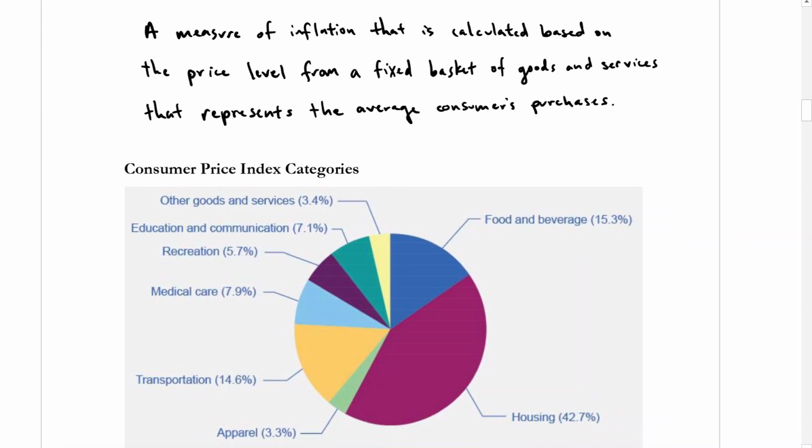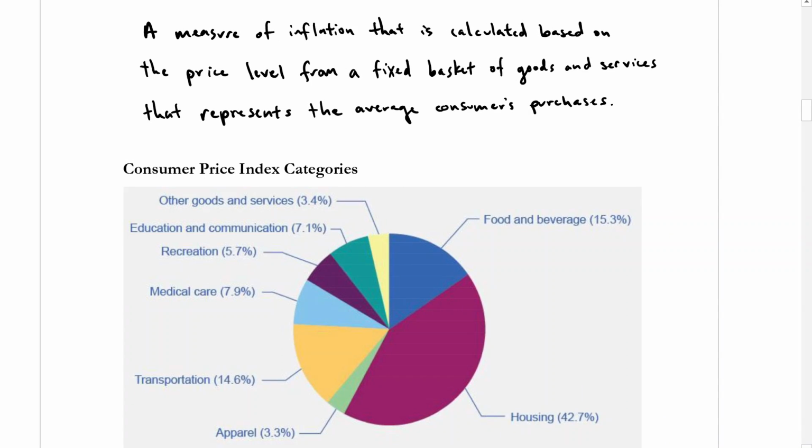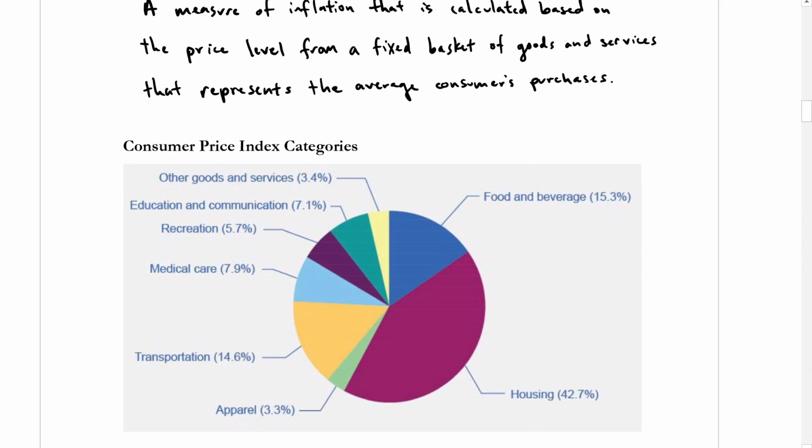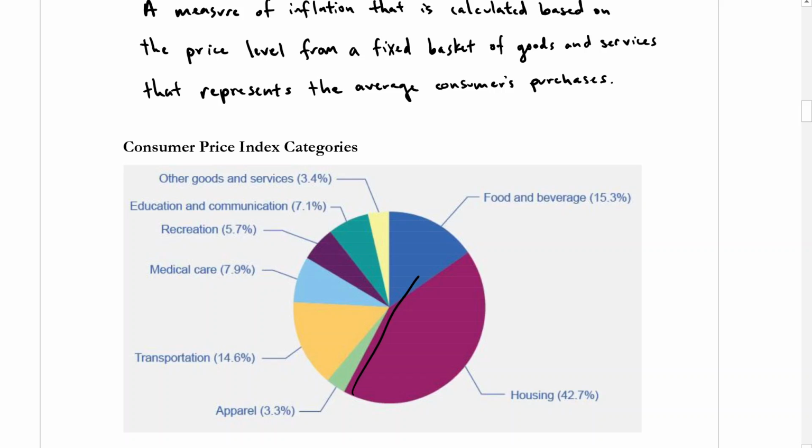It creates relative weights. And then depending on how the prices are increasing in each of these categories, they do a weighted average in order to calculate the final inflation rate in the economy. So here's an example of some of the weights that would be used in a consumer price index category, where housing makes up the most of the average consumer's spending, and then we have transportation, food and beverage, medical care, and so on and so forth.